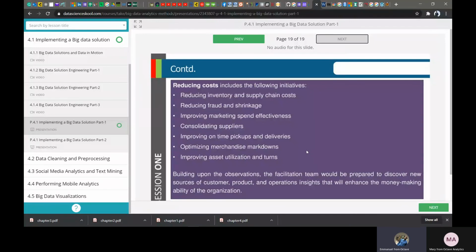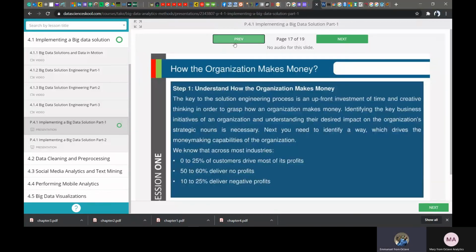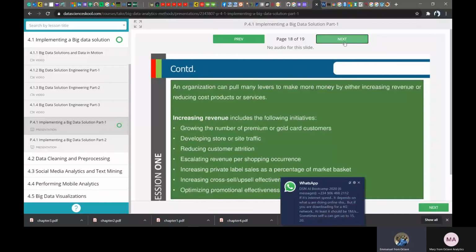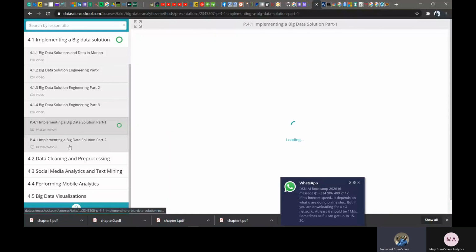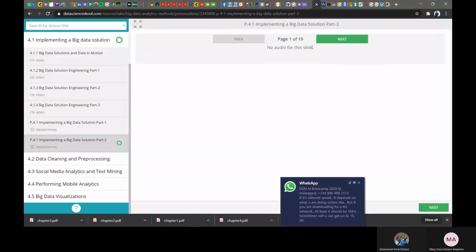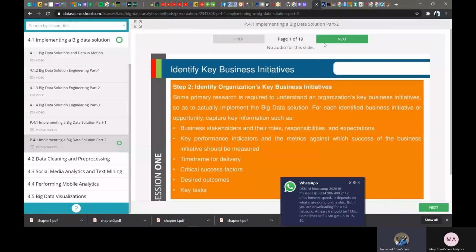Now, building upon the observations, the facilitation team will prepare to discover new sources of customers, products, and operations insight that will enhance the money-making ability of the organization. So here we've talked about the first step. So as we proceed, let's see in the next slide. Now, this is step two.